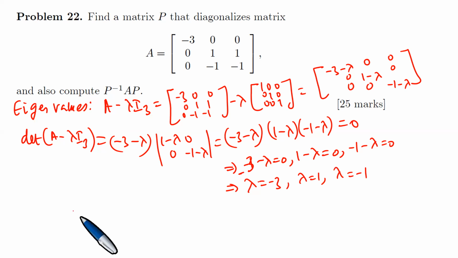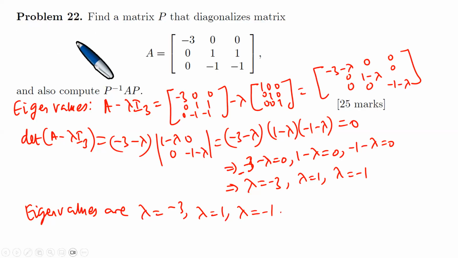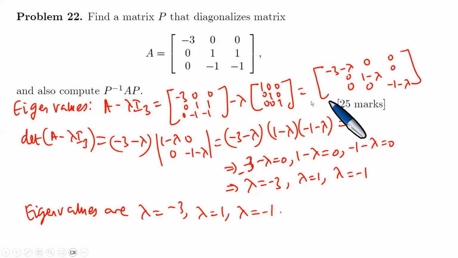Okay, so the eigenvalues are lambda equals minus 3, lambda equals 1, lambda equals minus 1. So for each lambda, what do we get at the end of these? Okay, so we'll take these vectors.